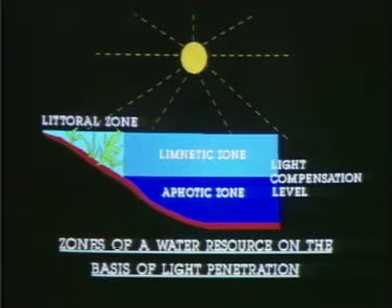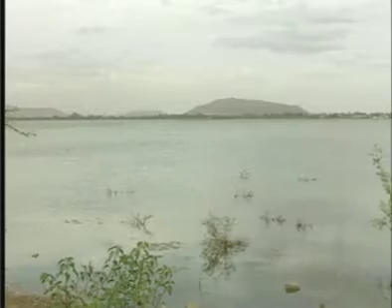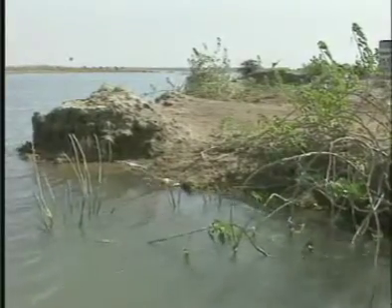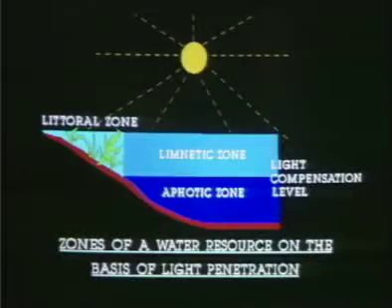Light penetration causes the formation of littoral, limnetic, and aphotic zones in a reservoir. Littoral zone is the shallow water region with light penetrating to the bottom, typically occupied by rooted plants. Limnetic zone is the open water zone to the depth of effective light penetration or compensation level, that is, level at which photosynthesis just balances respiration.